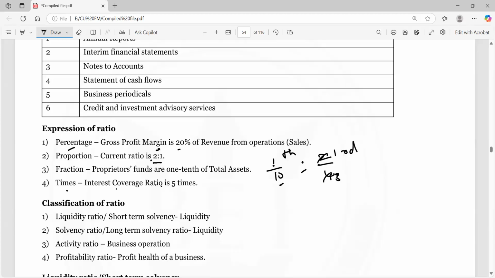So listen, yesterday also we discussed interest coverage ratio. What is the formula for calculating interest coverage ratio? EBIT divided by interest. So interest coverage ratio of 5 times, it means that your EBIT is 5 times greater than your interest expenses. So certain ratios are measured in terms of percentage, proportion, fraction, times, and there is also one more way of expressing ratios, that is days. Certain ratios are measured in terms of days. So that we will discuss as we proceed in the chapter.